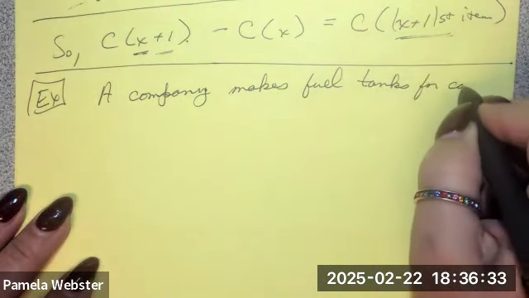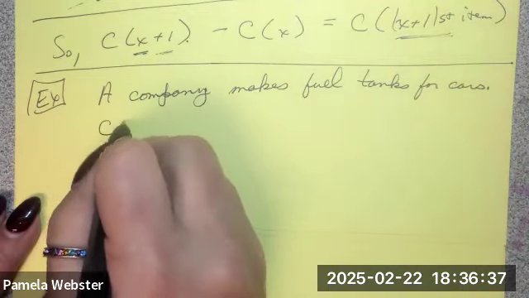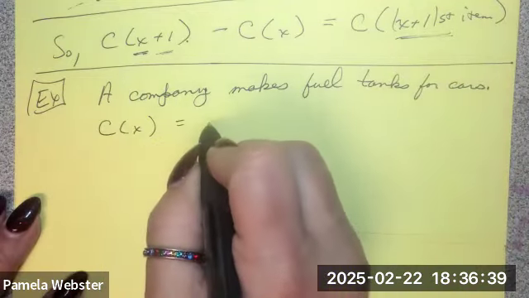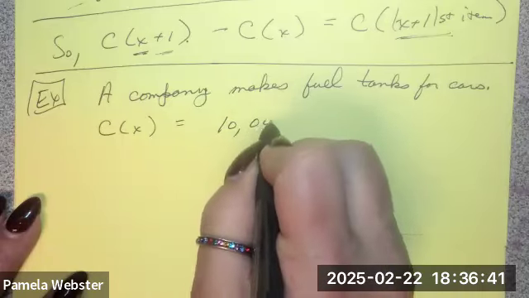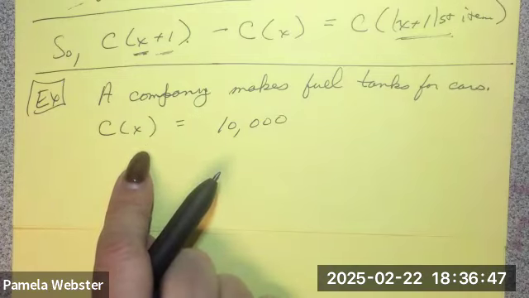A company makes fuel tanks for cars. Somewhere in the back office, somebody came up with a function for them. Somebody kept track of all of their costs. So, what are my fixed costs? What are my variable costs? For instance, a fixed cost is that we also always have to have the building rent paid for, right?